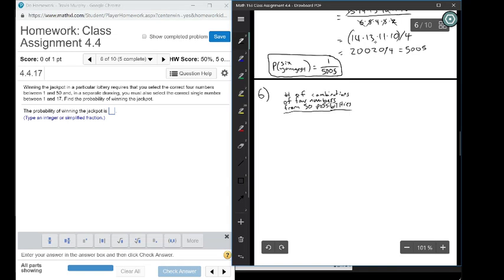But then the sample space is also going to include one single possibility between 1 and 17, so times 17. And that will be the sample space size. This hash symbol means size. I'll just write sample space size.